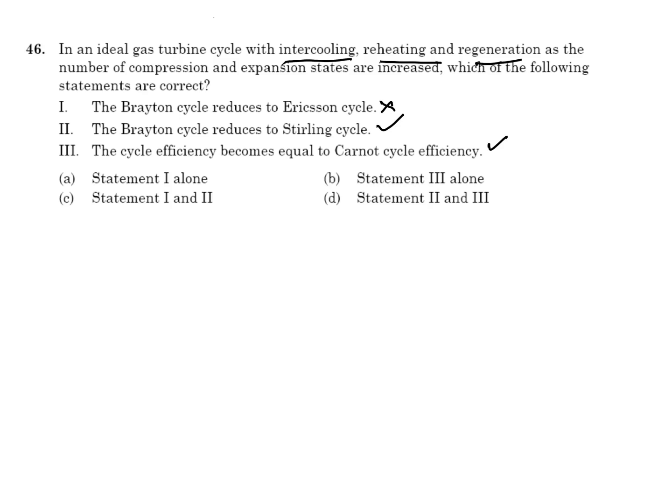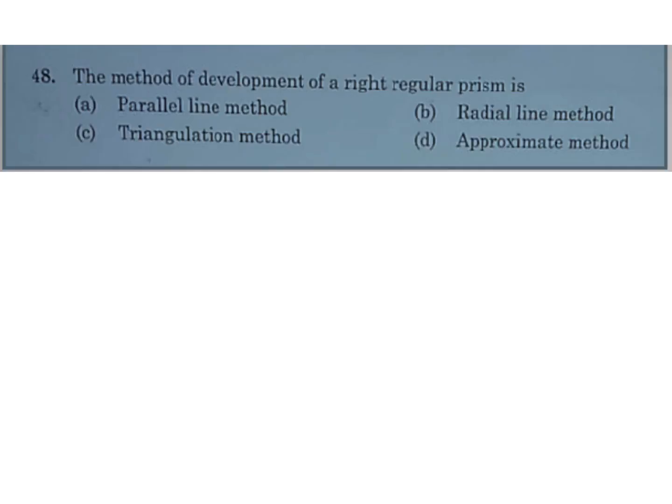So II and III. D is the answer. The method of development of a right rectangular prism is parallel line method, radial line method, no. Triangulation method, this is also not possible. Approximation method, no. Parallel line method, this is the answer.